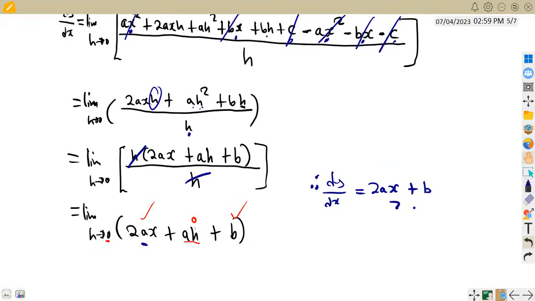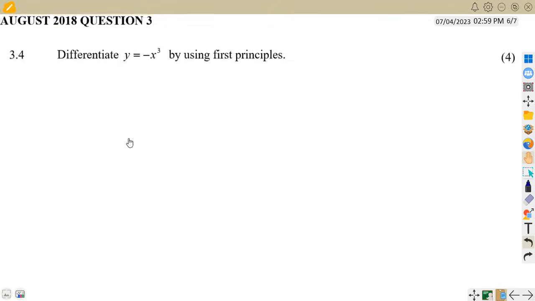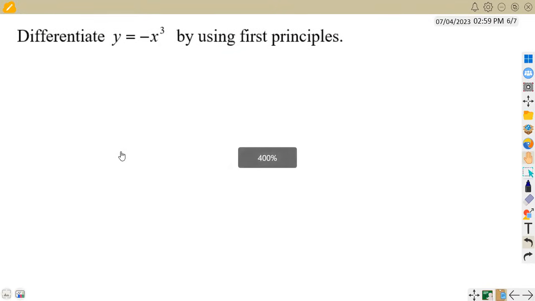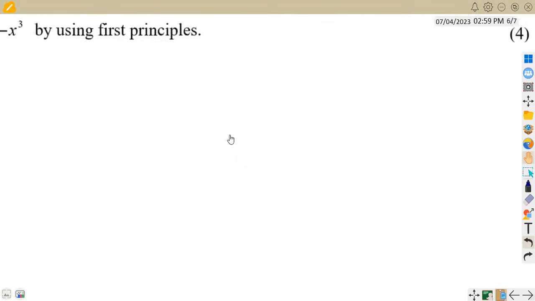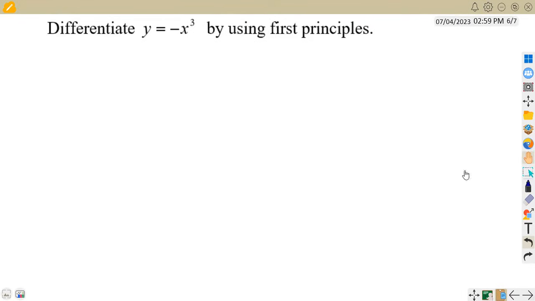So let us have another question. We've got another question, which was August 2018. Differentiate y is equal to negative x cubed by using first principles, and that was 4 marks. All right, so let us see this one. What are we going to have here? So we're given that y is equivalent to negative x cubed, which is our f of x. So our f of x is equal to negative x cubed.